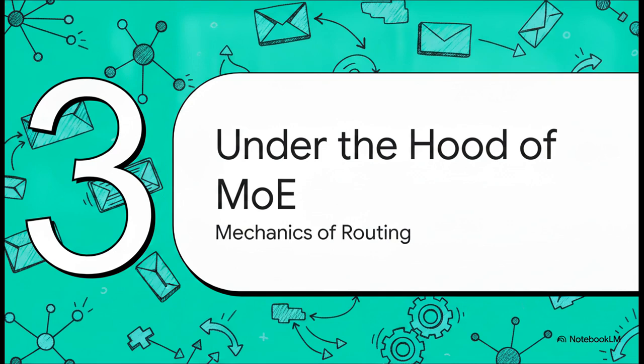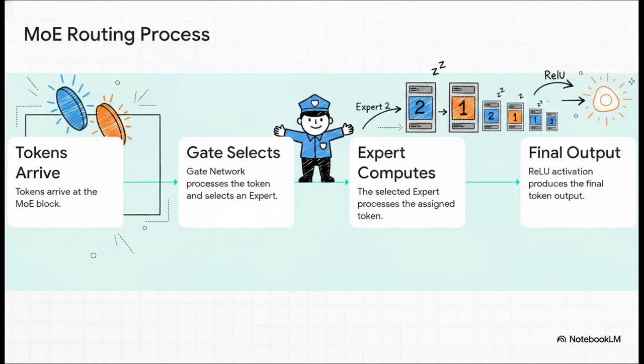Let's crack it open. Section 3. Under the hood of MoE, the mechanics of routing. Okay, let's do a quick hands-on exercise here. Imagine a traffic cop standing at a really busy intersection. Step 1. Tokens arrive at the MoE block. Let's say we have a blue token representing a math concept and an orange token representing French grammar. Step 2. Our traffic cop, which is the gate network, looks at these tokens. It evaluates the blue token and dispatches it straight to expert 2, our math specialist. Then it evaluates the orange token and shoots it over to expert 1, the linguistic specialist.